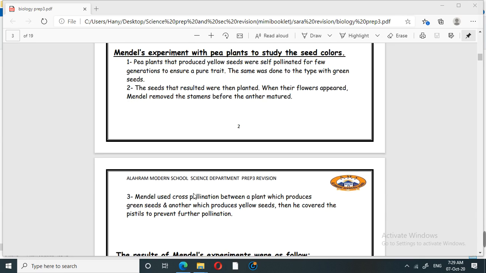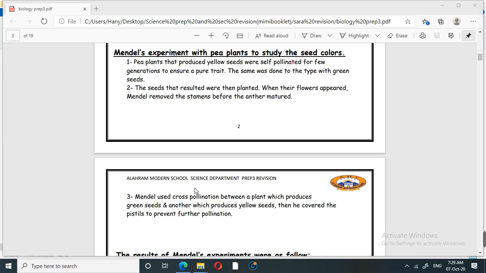After that he found that all the first generation had one color of them. If we consider that the parents Mendel started with were the green seed and the yellow seed, after cross-pollination between the green and yellow seeds, he found that the first generation were all yellow. This means that the yellow color dominates over the green color. The presence of the yellow color prevents the green color from expressing itself in the first generation.